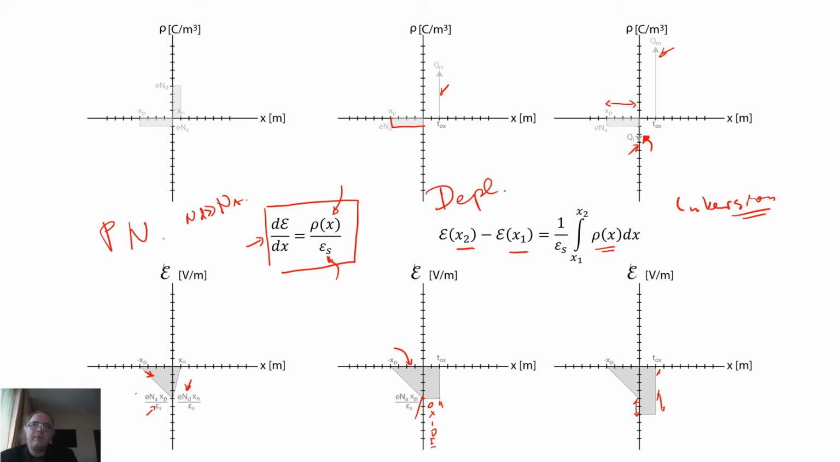So these will be the profiles of the electric fields in the p-n junction, in the two-terminal MOS structure in depletion region, and in the two-terminal MOS structure in inversion region.